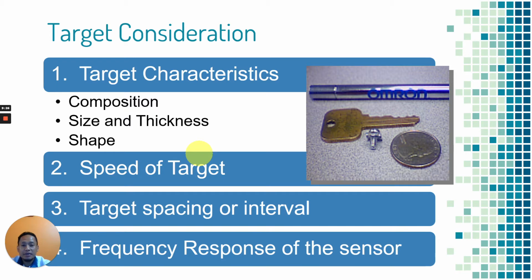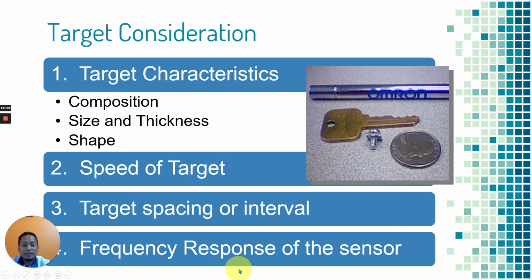the nearest distance, it may not be detected because the target is fast. If the speed is very high, we can't detect the target. And target spacing or interval, the interval between one target and another, one material to another: if they are very close or attached together, it is quite difficult for this sensor to identify the interval. And the frequency response of the sensor.